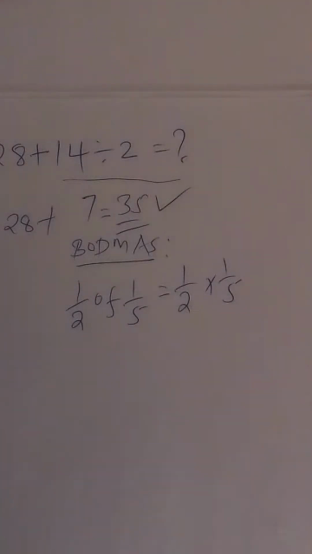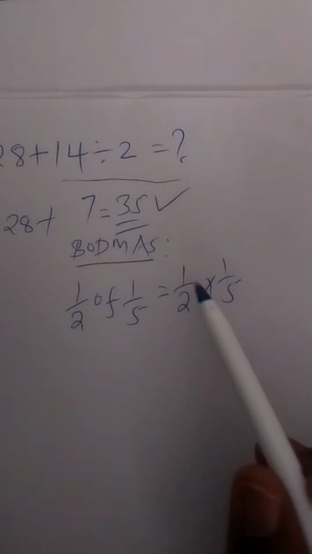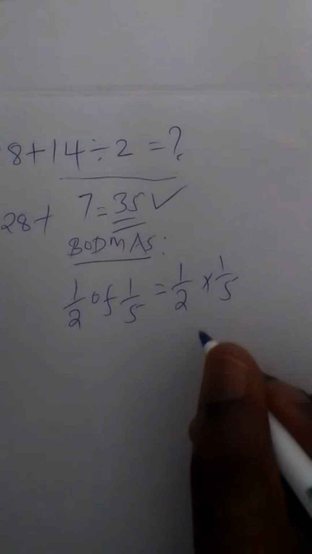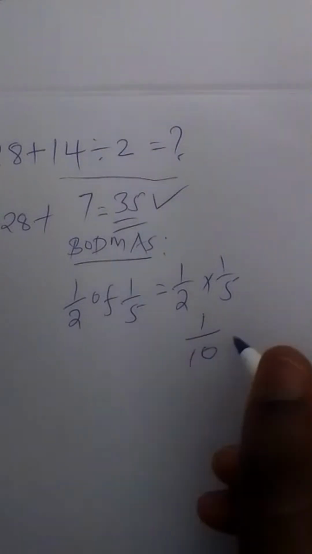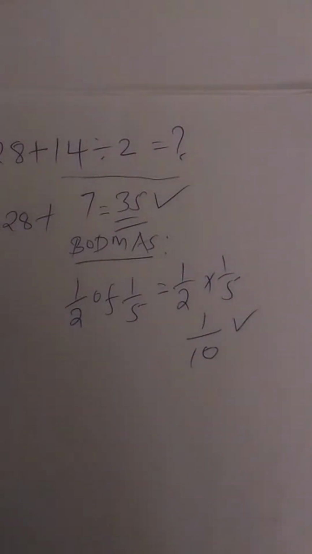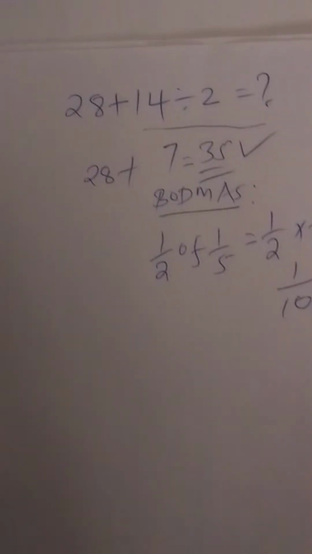Nice one. So I believe right now you know how it is being done, Ken. So from here, "of" means multiplication. We can have 1 times 1, that is 1, then 2 times 5 is 10. So now we have 1 over 10. That is how we can work it out. Let's now move to the next question.